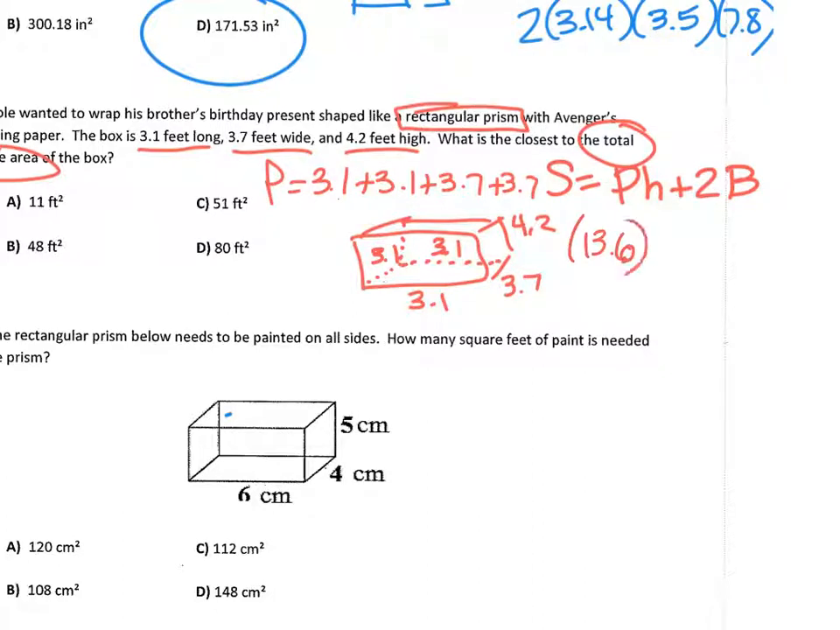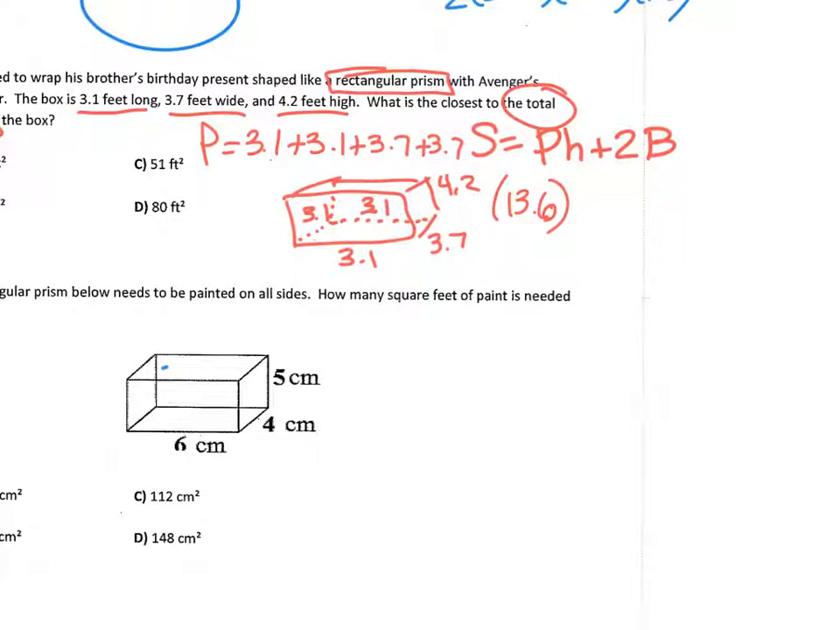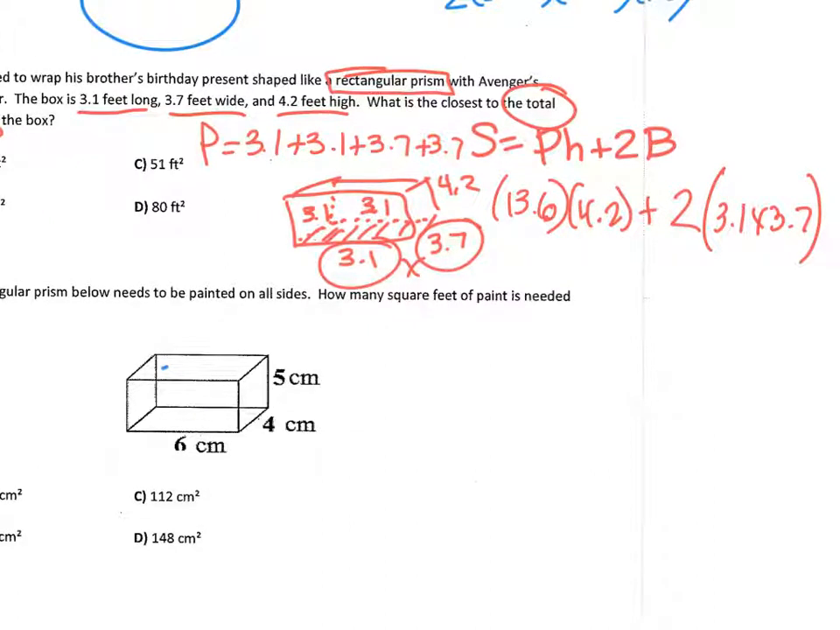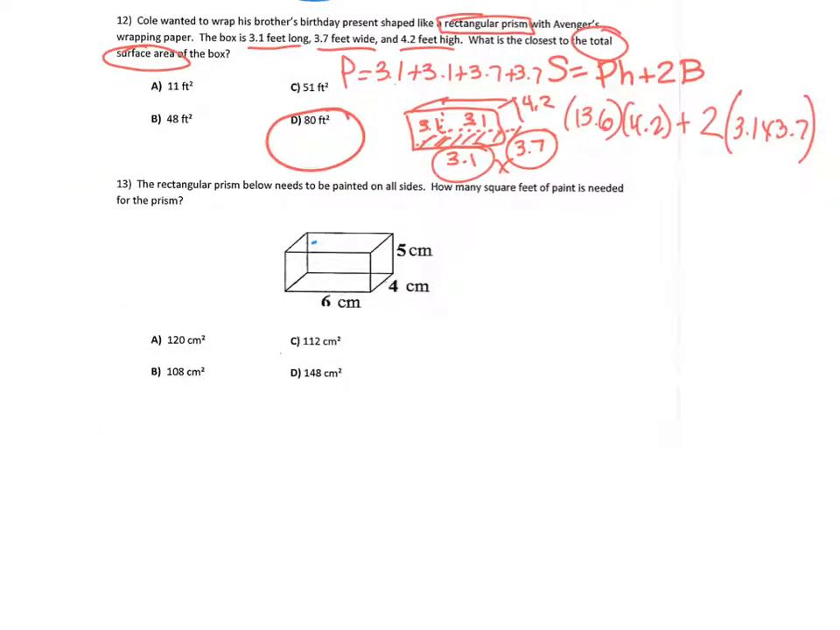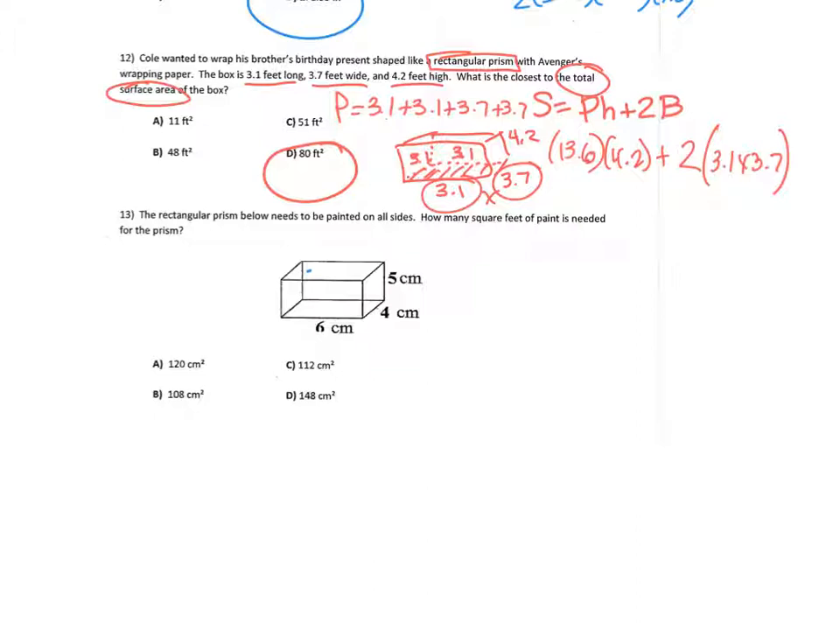13.6. What's the height of the whole prism? 4.2. Then plus 2 times the area of the base. So my base is this rectangle down here, so 3.1 times 3.7 would be the area of my base. So plug that all in. Should be D.